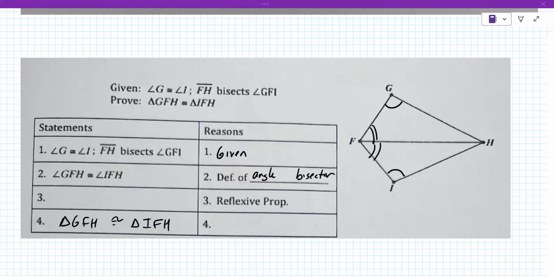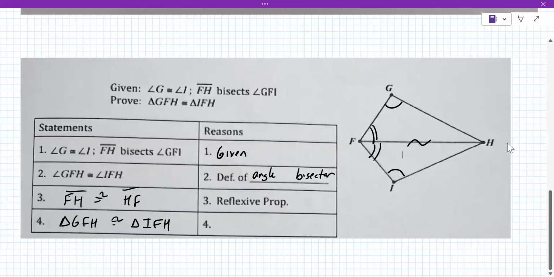All right, now we need something else to make these triangles congruent. Do you see anything that is shared with both triangles? The F and the H. Yeah, so you would say something about FH being congruent to HF. Now put a little twiddle there, somehow indicate that they're congruent.